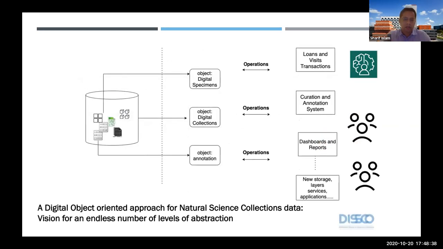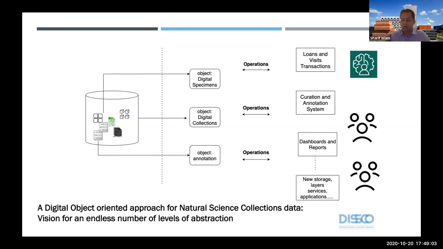Similarly, we have all this data scattered around the world in different collections and different institutions. So we create objects for these categories. It could be specimens, collections, annotations, publications. Each digital object will have an identifier and specific properties. This object-oriented approach for our data gives us a vision which I'm calling an endless number of levels of abstraction.